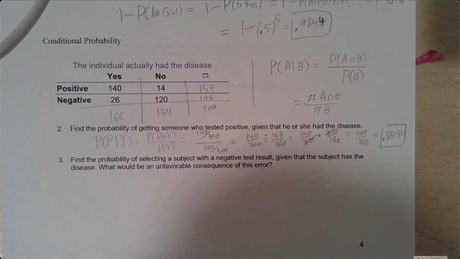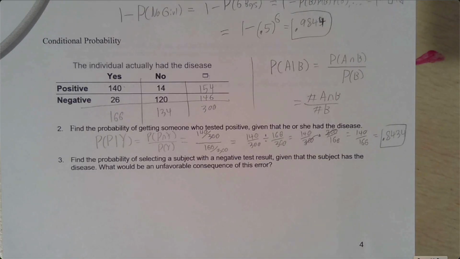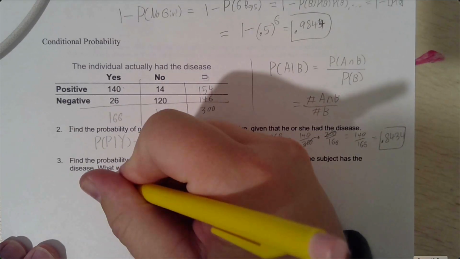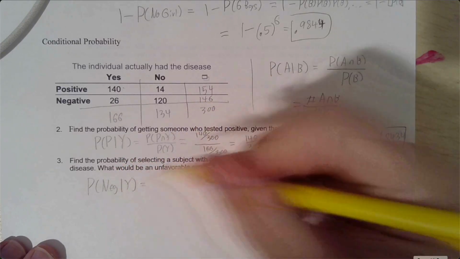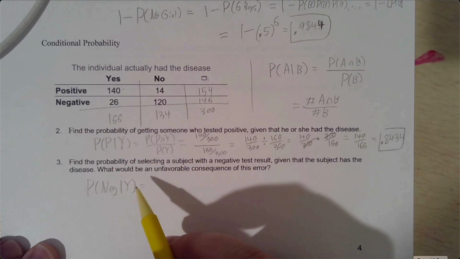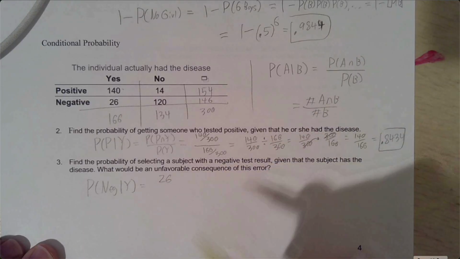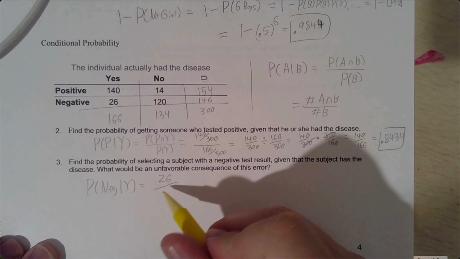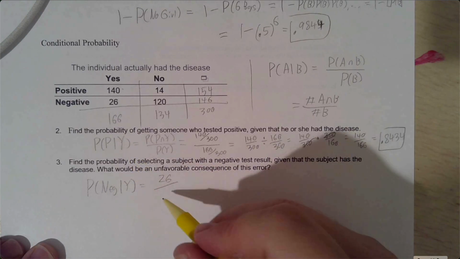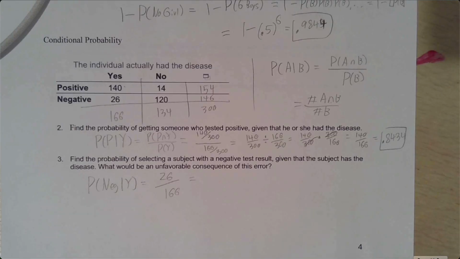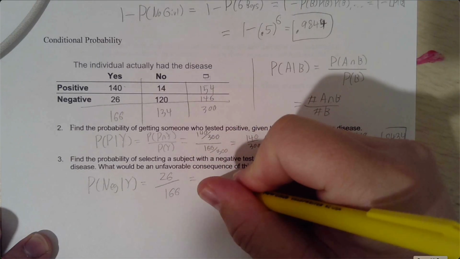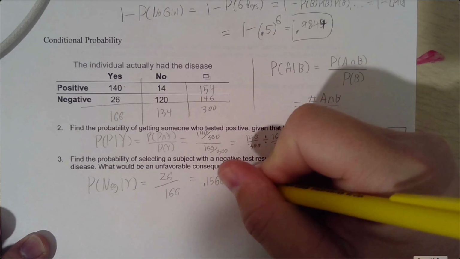Alright, using that shortcut on the next example, find the probability of getting a subject with a negative result given they had the disease. So let's write that out. Negative given they had the disease. Well, I'm looking for my negatives who have the disease, which is 26, divided by the yeses in total, which is 166. And, well, 26 out of 166 is 0.1566, so about 15% of the time.